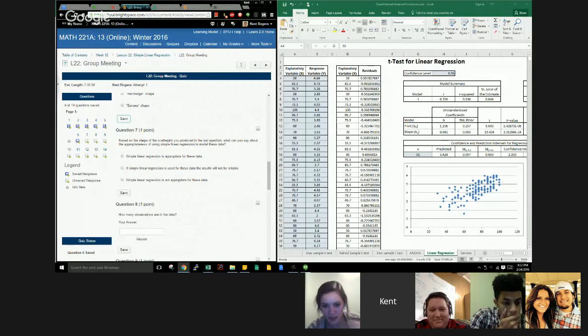Alright, should we go into number 7? Sure. Sweet. It just says, based on the shape of the scatter plot you produced in the question, what can you say about the appropriateness of using simple linear regression to model these data? Let's see, what were the rules on this? I'd say it's appropriate. Yeah, I think so too.